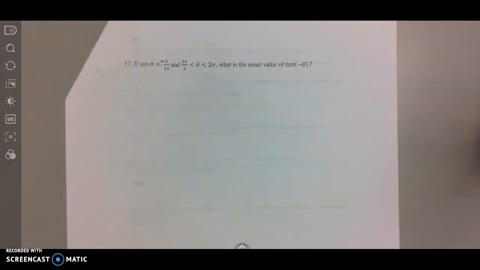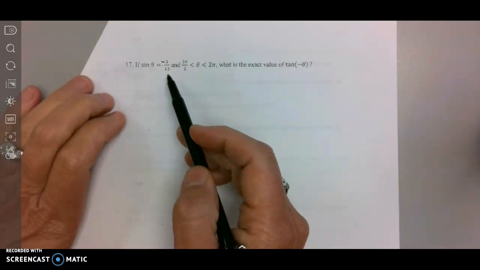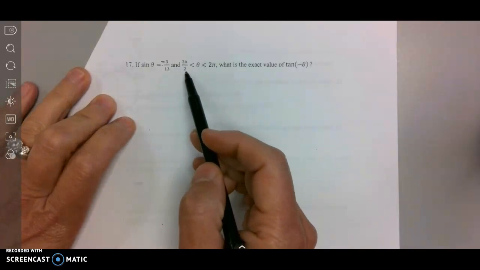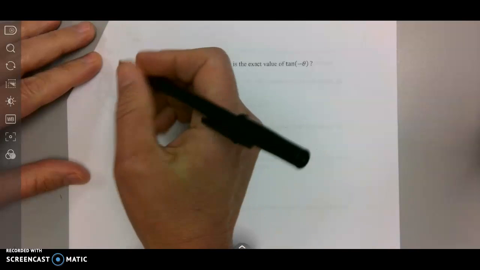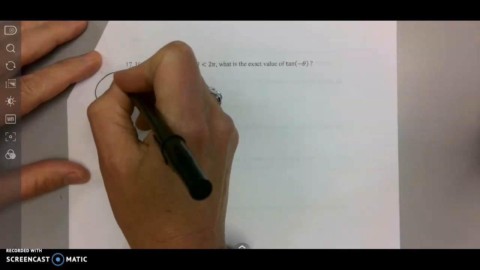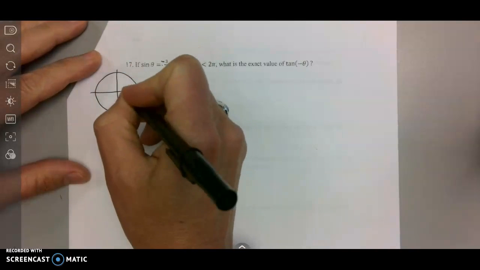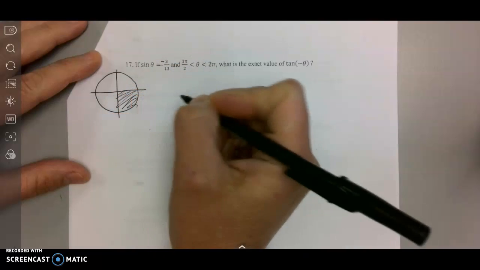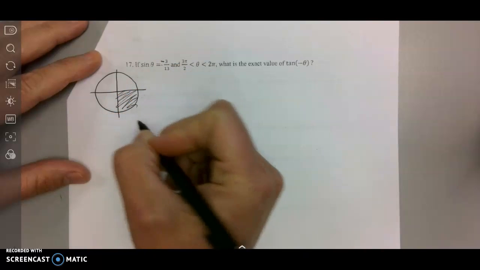This is video number 2. It's the rest of the practice test for the third unit, which is from chapter 4a. We have that the sign is negative, and it's from 3 pi over 2 to 2 pi. 3 pi over 2 to 2 pi is this fourth quadrant here, and sine is indeed negative. The y-coordinate's negative here.